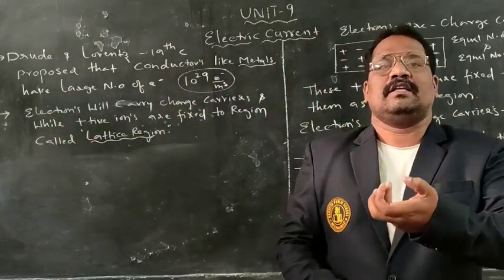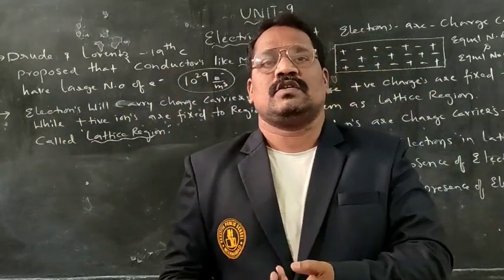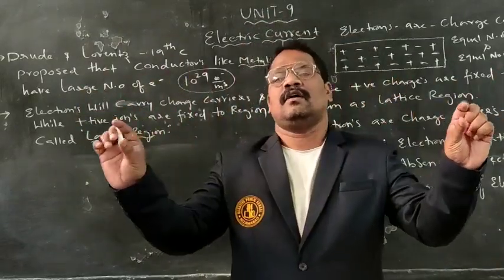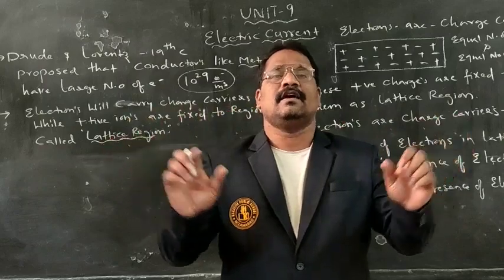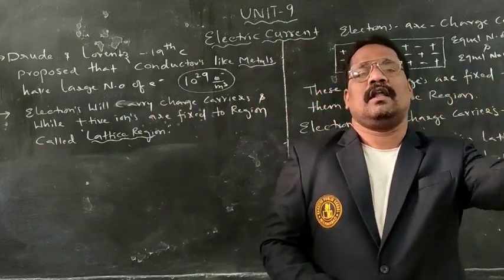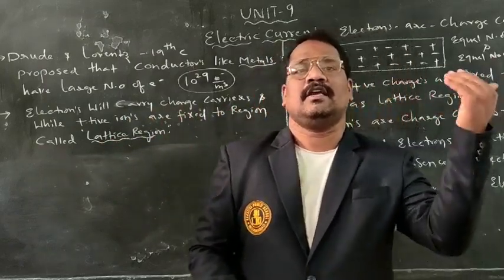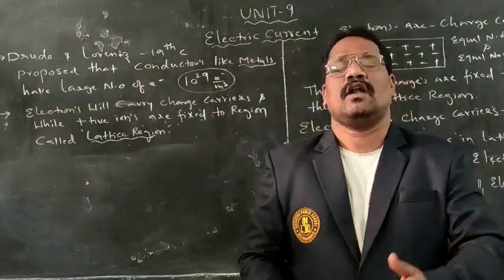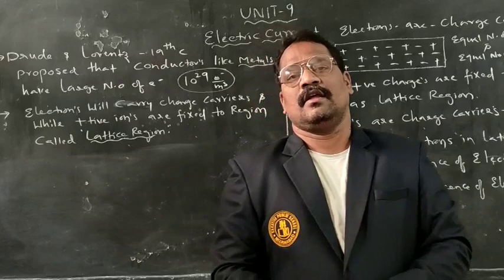When we are connecting a source, that source creates a uniform electric field around the conductor or charge carrier and allows the electrons to carry energy from high potential to low potential, which is called a current.